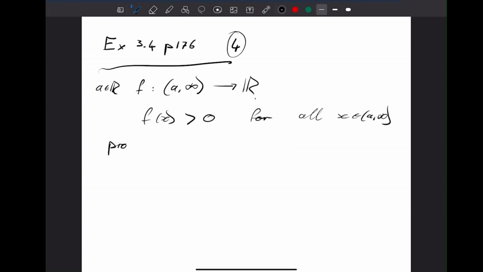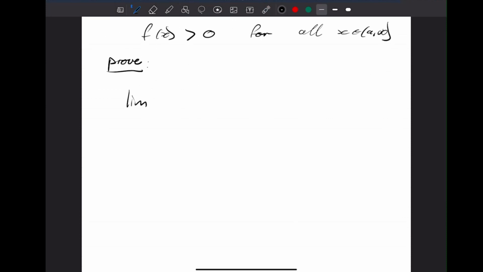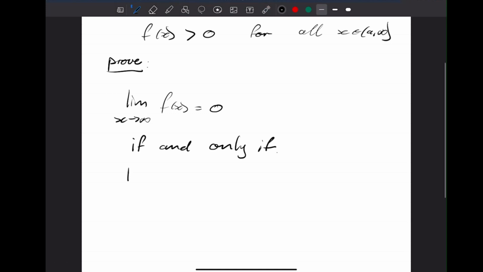And now what do we have to prove? We have to prove that the limit as x tends to infinity of f of x is equal to 0 if and only if the limit as x tends to infinity of 1 over f of x is equal to plus infinity.